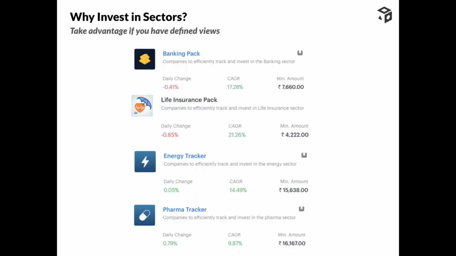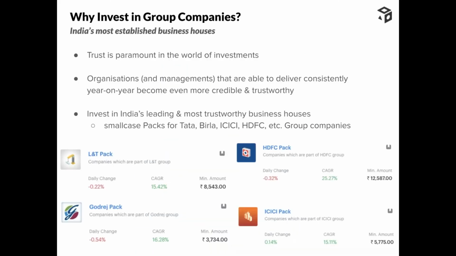Now, if you feel this is going to sustain, investing in a life insurance pack or an insurance pack becomes a very easy way for you to get exposure to that entire sector by merely having that one view that this is an industry which will do well in the coming months. Now, similar to investing in sectors is actually investing in group companies.